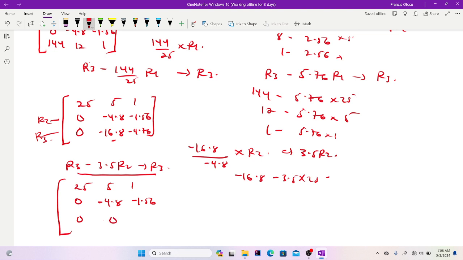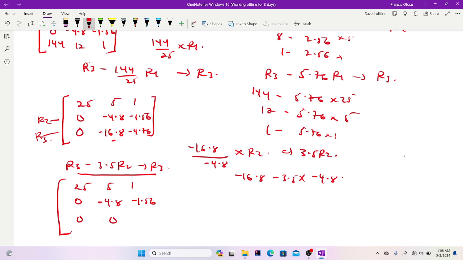Sorry, I multiplied by 25. It shouldn't be 25, take note. Actually, we are multiplying it by our pivot, and our new pivot is row 2. So sorry for that. You multiply this 3.5 by negative 4.8 instead. So you get negative 16.8 minus 3.5 multiplying negative 4.8, and that is 0.